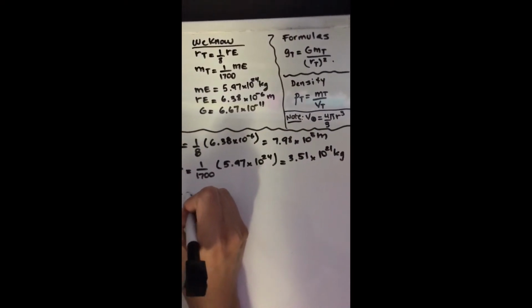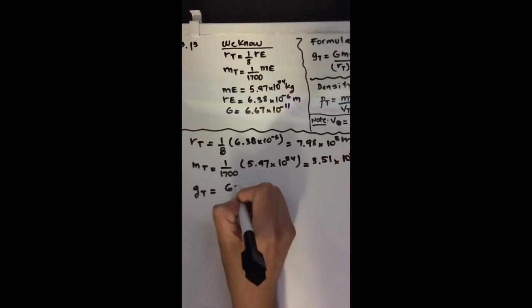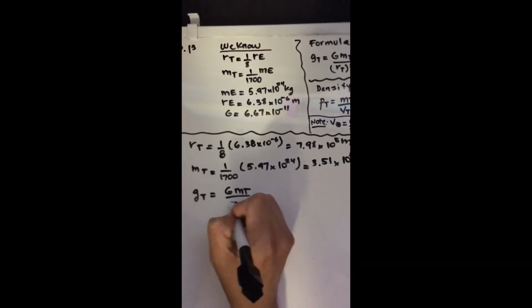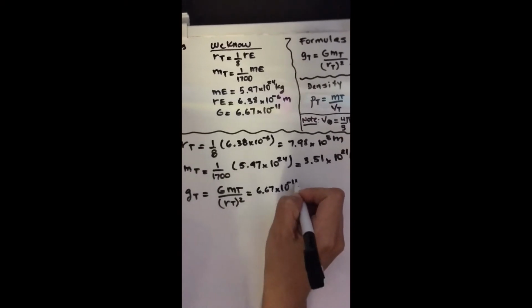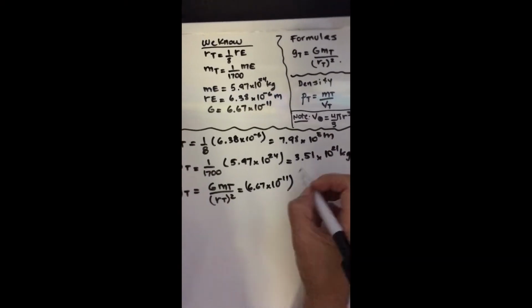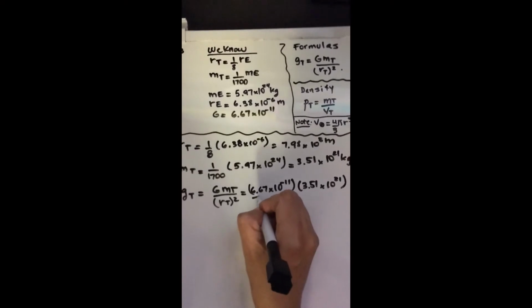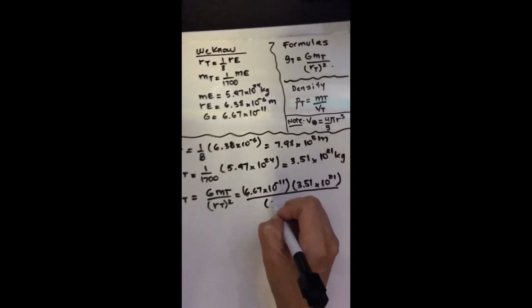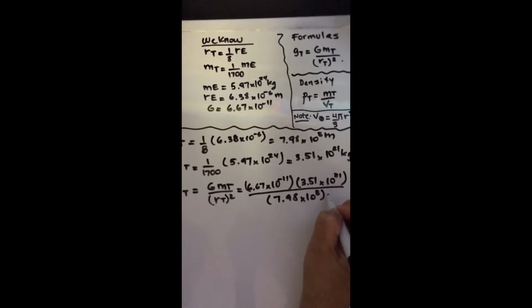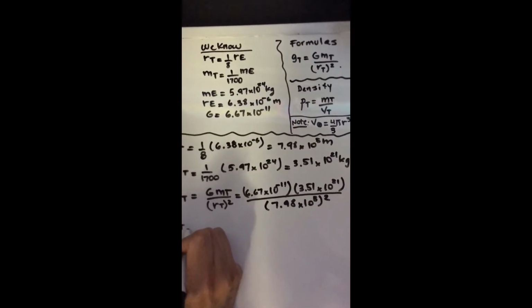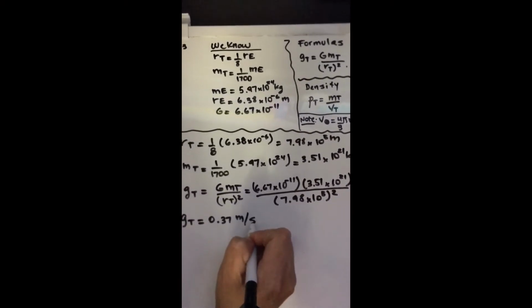g of T, which is the gravitational acceleration of Titania, is going to be G times the mass of Titania over the radius of Titania squared, and this is equal to 6.67 times 10 to the negative 11 times the mass of Titania, which we found over here, 3.51 times 10 to the 21, over the radius of Titania squared, which we found as well, 7.98 times 10 to the 5, squared. And this is going to give g of T equal to 0.37 meters per second squared.